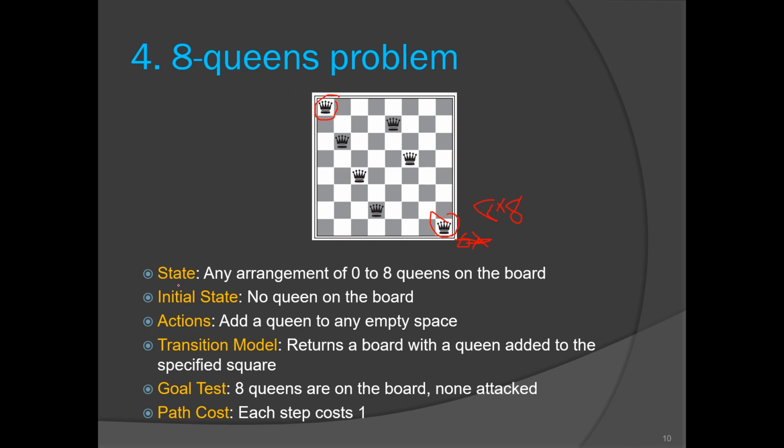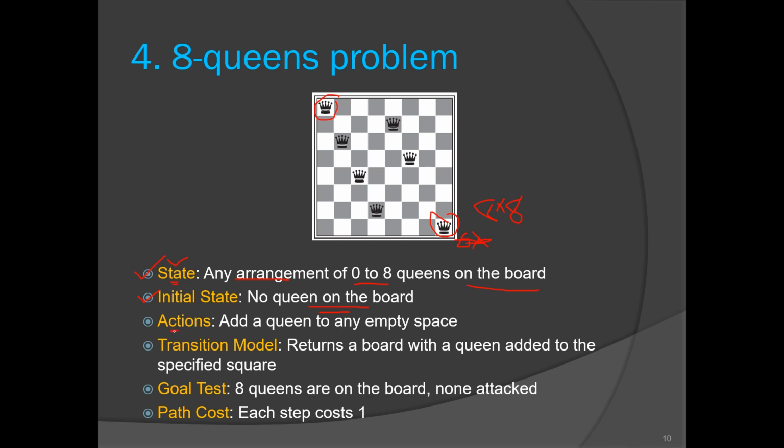Now, what is the state here? The initial state is actually no queen on the board, so we'll start with the empty board. What are the possible states here? Any arrangement of 0 to 8 queens on the board. It may be a case where queens are attacking each other, but that will be one of the states. So any arrangement of 0 to 8 queens on the board will be my state space. Then the initial state, no queen on the board, is my initial state.